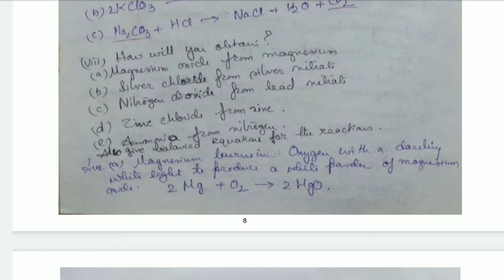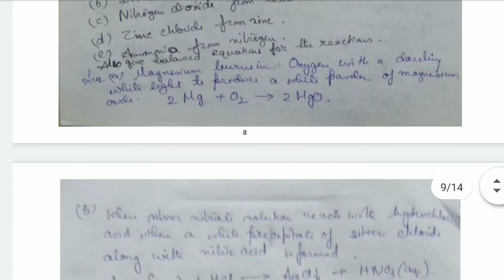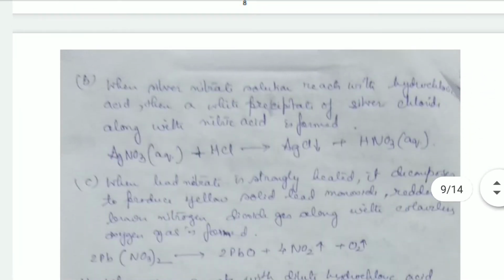Next is silver chloride from silver nitrate. How to obtain silver chloride from silver nitrate? See, when silver nitrate solution reacts with hydrochloric acid, it gives a white precipitate of silver chloride along with nitric acid. Okay, so AgNO3 in aqueous solution reacts with HCl to form AgCl, that is a precipitate, and HNO3, that is nitric acid, is formed along with it.